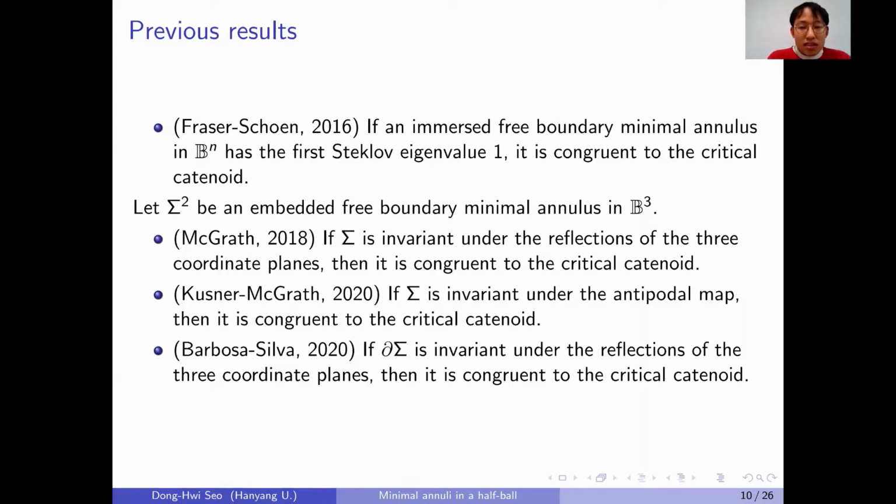On the other side, Barbosa and Silva considered a uniqueness theorem by imposing a symmetry condition on the boundary. They showed that if the boundary of the free boundary minimal annulus is invariant under the reflections of the three coordinate planes, then it should be congruent to the critical catenoid.